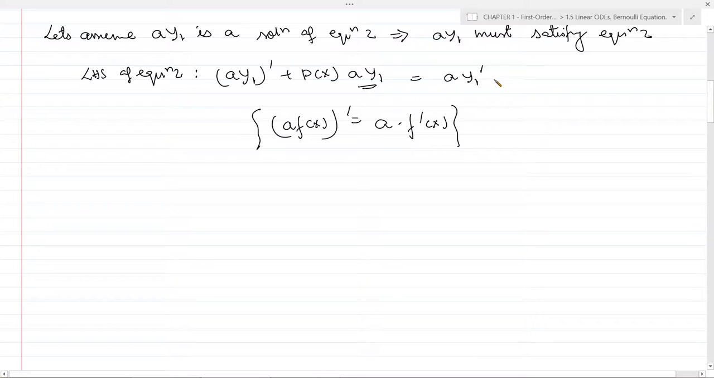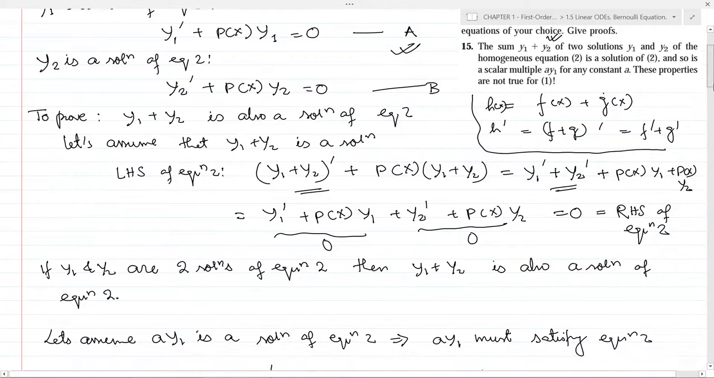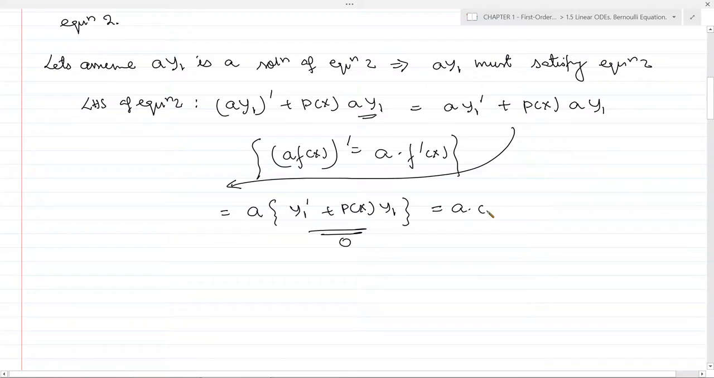So, plus p of x a y1. From here we have, this is equal to a whole into y1 dash plus p of x y1, and this is equal to 0 from equation A over here. So now this is equal to A multiplied by 0, which is equal to 0, which is equal to RHS of equation 2 given in the book. So we saw that Ay1 satisfies the equation 2 of the book.